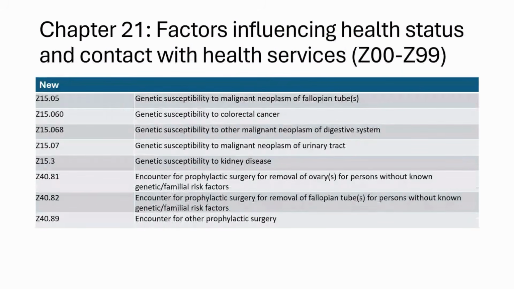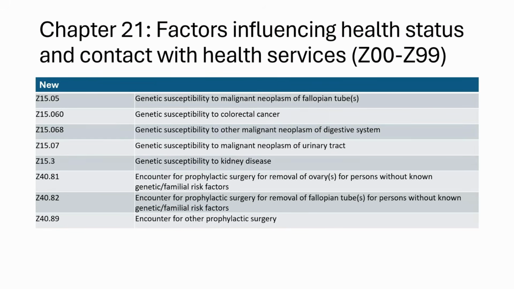Several new codes expanded the genetic susceptibility category. So, do you have genetic susceptibility to fallopian tube cancer, colorectal cancer, or other digestive systems, urinary tract cancer, kidney disease, etc.? And these codes are used when genetic testing or family history indicate the increased risk, even if the patient doesn't have that disease.